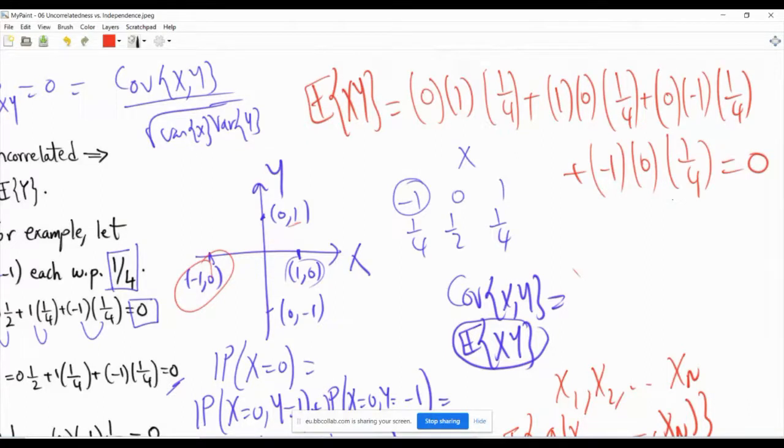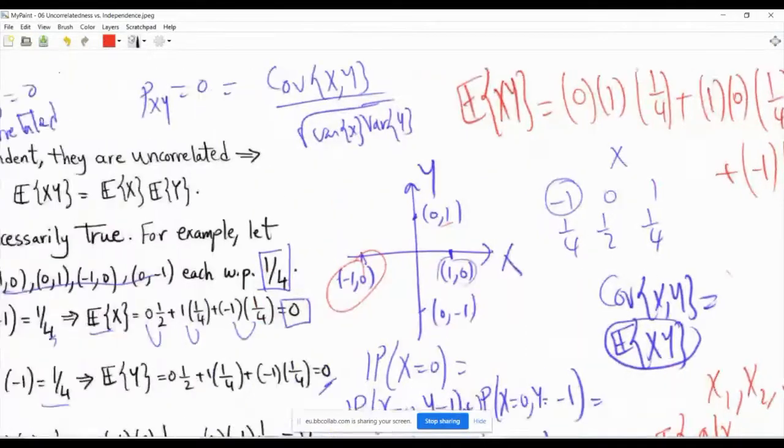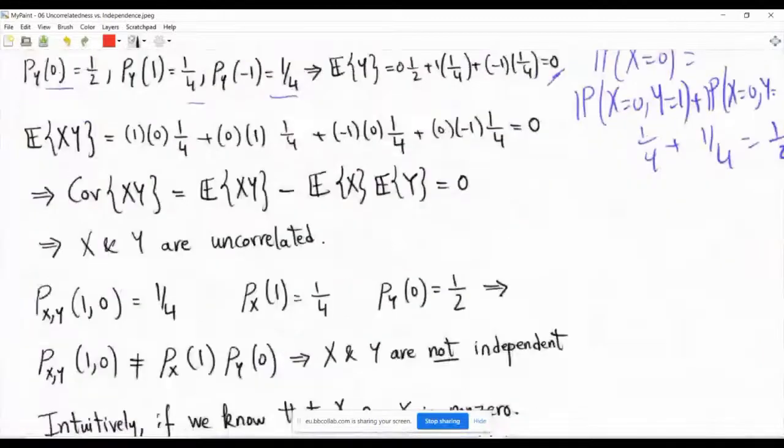So expected xy is 0, expected x is 0, expected y is 0, and so actually the covariance here is 0. So according to the definition, you say that x and y are uncorrelated. It's true, x and y are uncorrelated here. But are they independent? Are they independent?